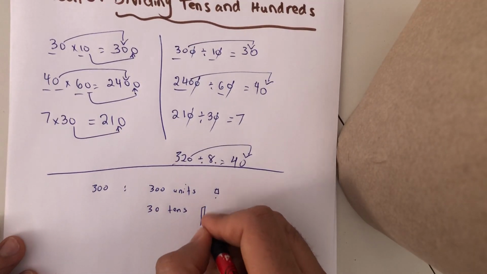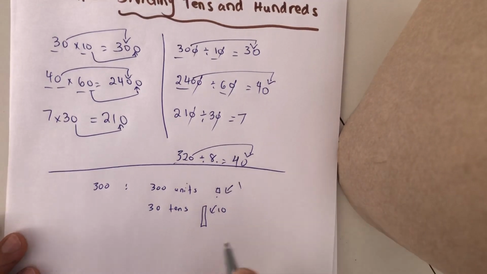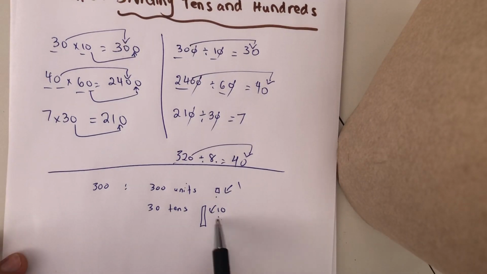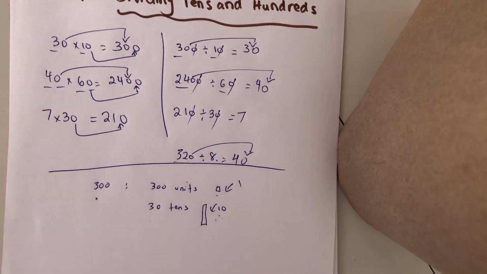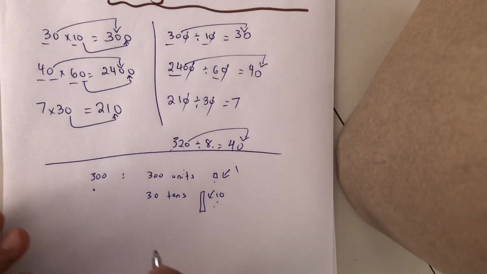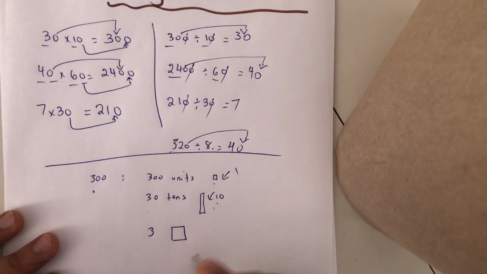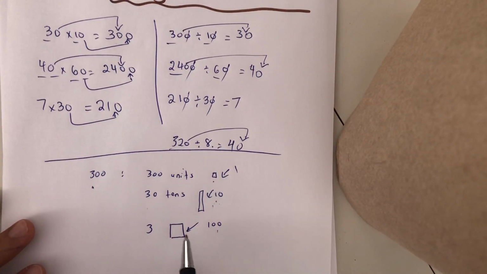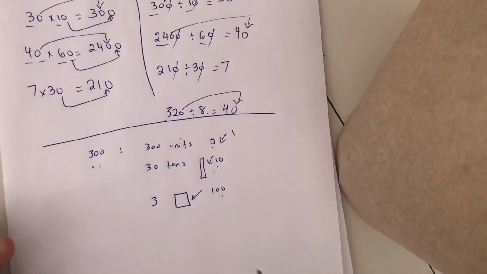30 tens are those rods. Each unit is worth 1. Each rod is worth 10. So 30 of these tens is equal to 300. How else can I represent that using base 10 blocks? You could basically just say I could use 3 flats. Each flat is worth 100. 3 hundreds is equal to 300, or 3 flats is equal to 300.